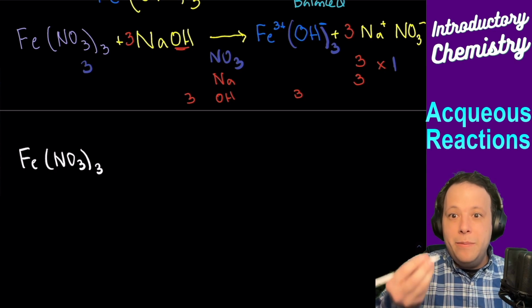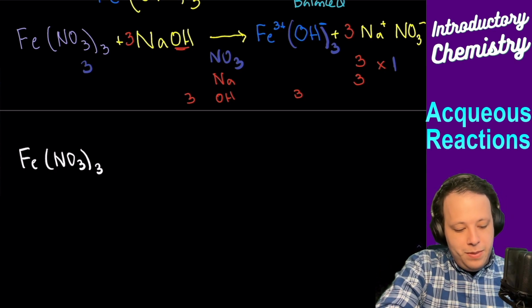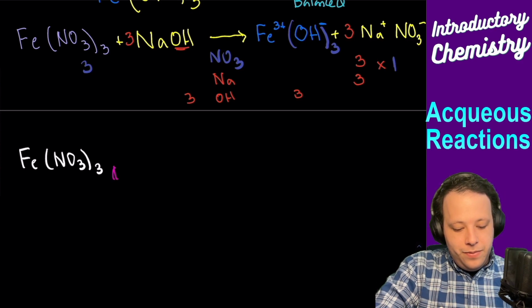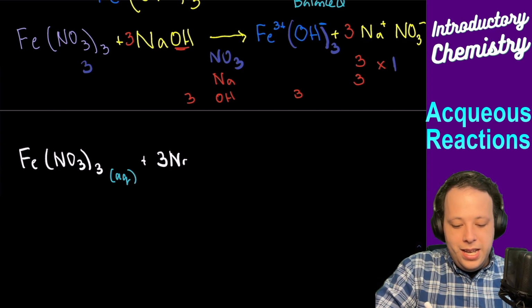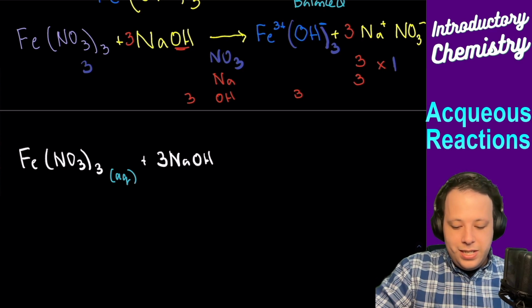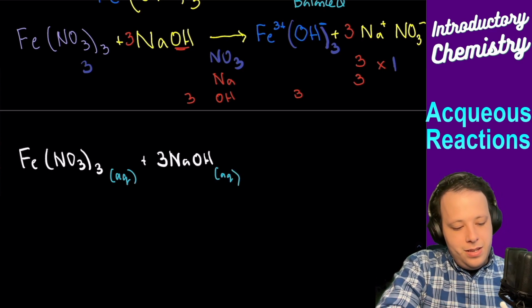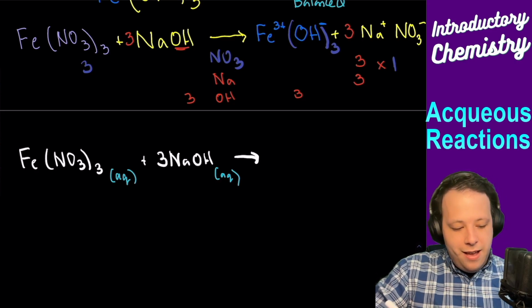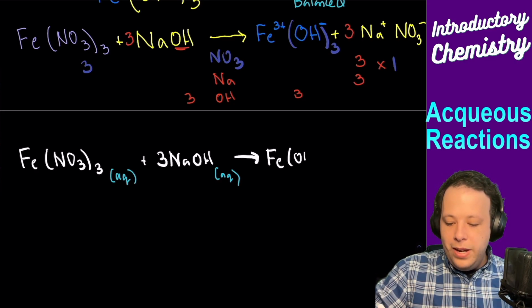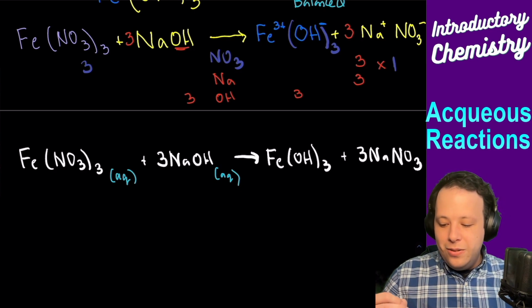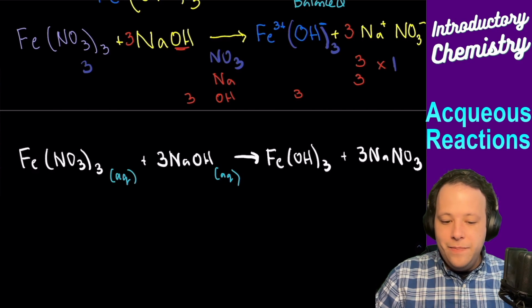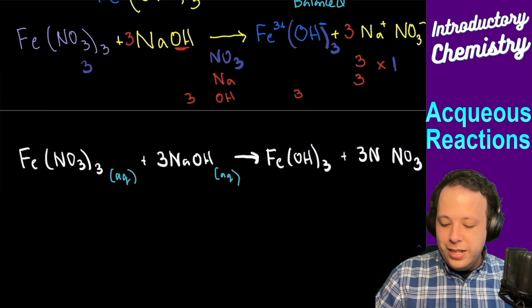Now in the original problem, it told us this was soluble. So that means that this is already aqueous in that case. Then we also had 3NaOH. That was also aqueous. And then that was mixing with Fe(OH)3. We need to look up the solubility of that. And then 3NaNO3. So let's take a look and see what is soluble, what is not, using the solubility rules.